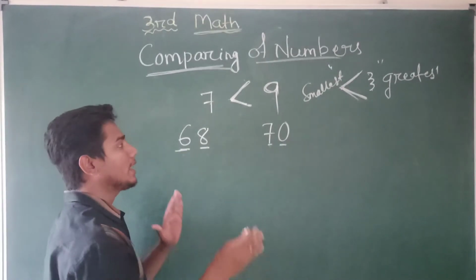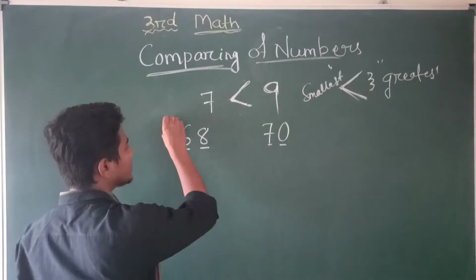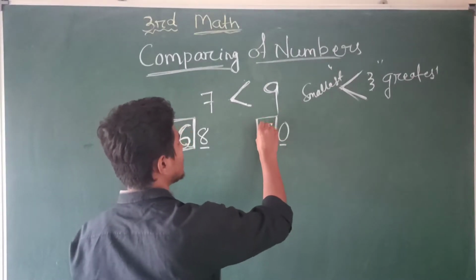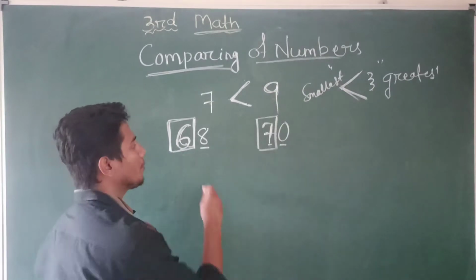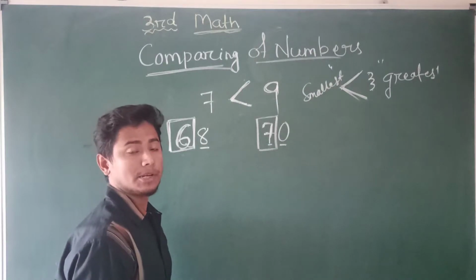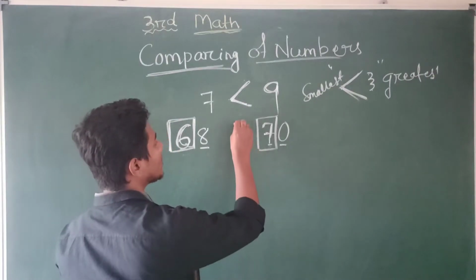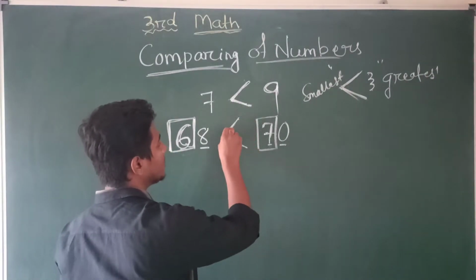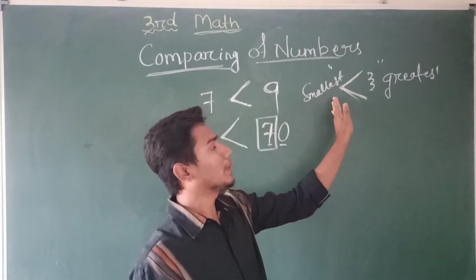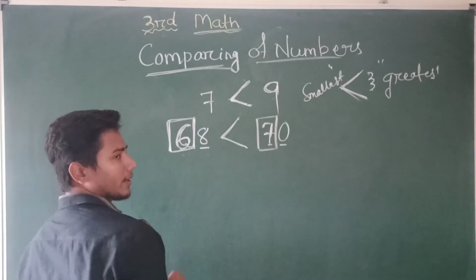So I compare the tens place of this number and the tens place of this number. In this number, in the tens place, which digit is present? 6. But here 7 is present. When you compare between 6 and 7, which one is greater? You can easily identify, because these are one-digit numbers, 6 and 7. So you can say 7 is greater. So you put this symbol, because the open part is always towards the greatest number and the closed part towards the smallest number. Understood everyone?